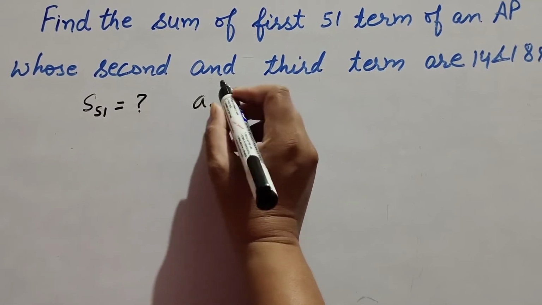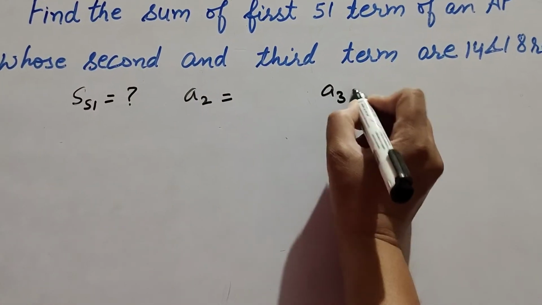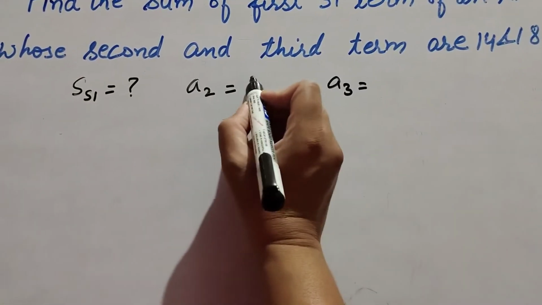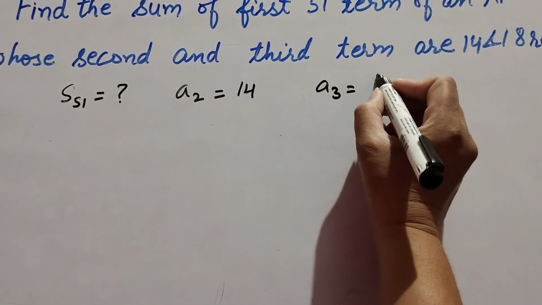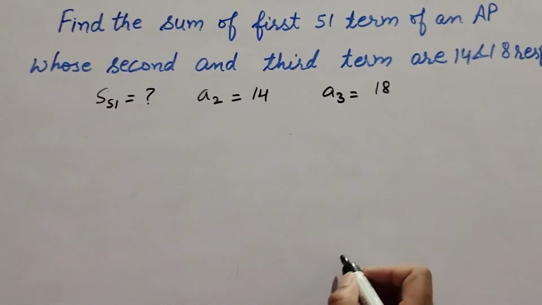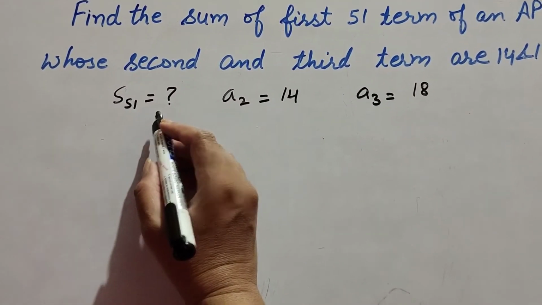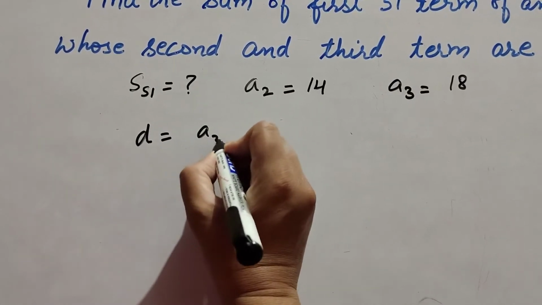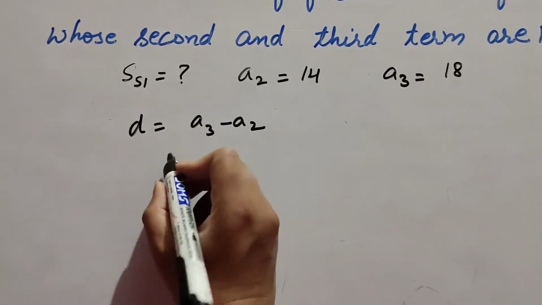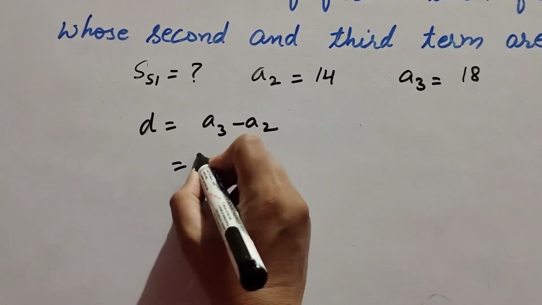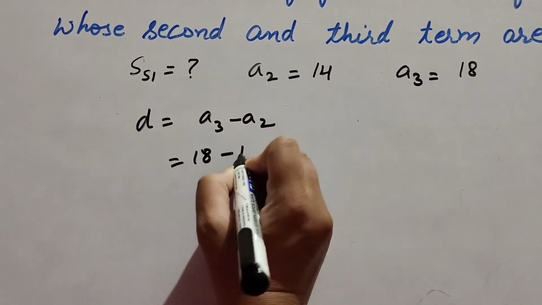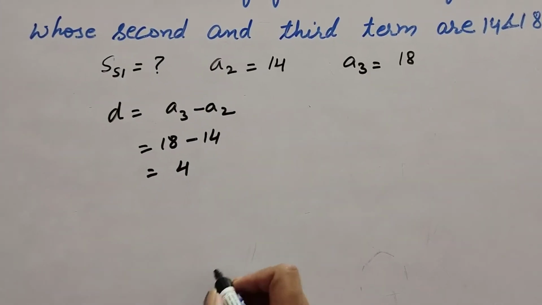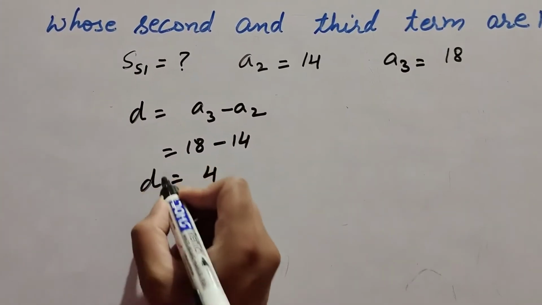So in this, the second term of the AP, A2, is given and the third term of the AP, A3, is given. So A2 is equal to 14, this is the second term, and A3 is equal to 18, this is the third term. To find the sum of n number of terms we need the common difference D. So we find D is equal to A3 minus A2. In this A3 is 18 minus A2 is 14. So 18 minus 14 is equal to 4. So common difference D is equal to 4.